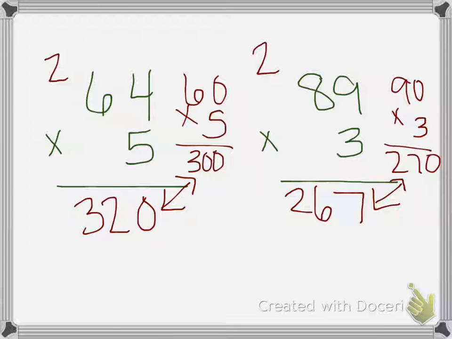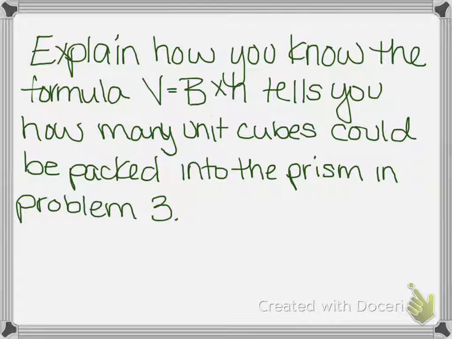Number 5 says, explain how you know the formula volume equals the area of the base times height tells you how many unit cubes can be packed into the prism in problem 3. So again, the area of the base tells you how many cubes fit in one layer of the prism. The height tells you how many layers there are. So when you multiply the cubes in one layer by the number of layers, you can find out how many cubes there are in the whole prism.